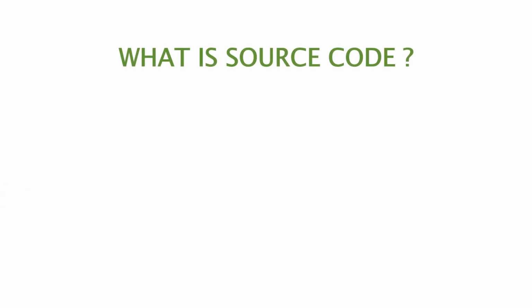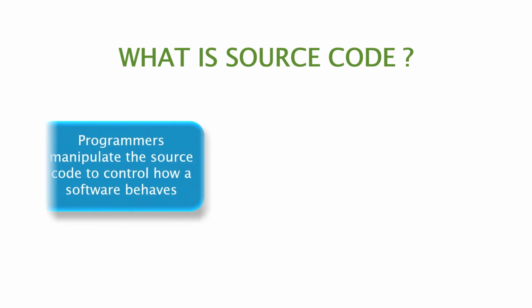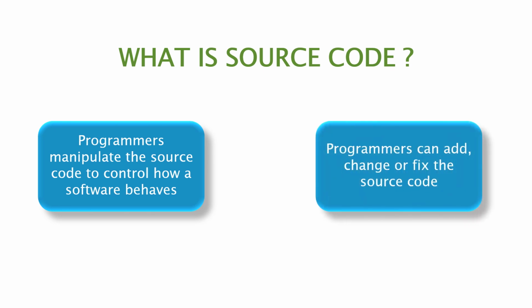Now we come to the term source code. Source code is the part of software that most computer users don't ever see. It's the code computer programmers manipulate to control how a program or application behaves. Programmers who have access to source code can change a program by adding to it, changing it, or fixing parts of it that aren't working properly.